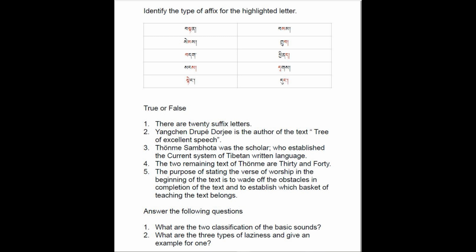Okay, so before we go to question and answer, let me just go here and answer the questions from the previous assignment. So I hope you can see this. So this is the previous assignment. The first question was to identify which affix the highlighted portion belongs to.